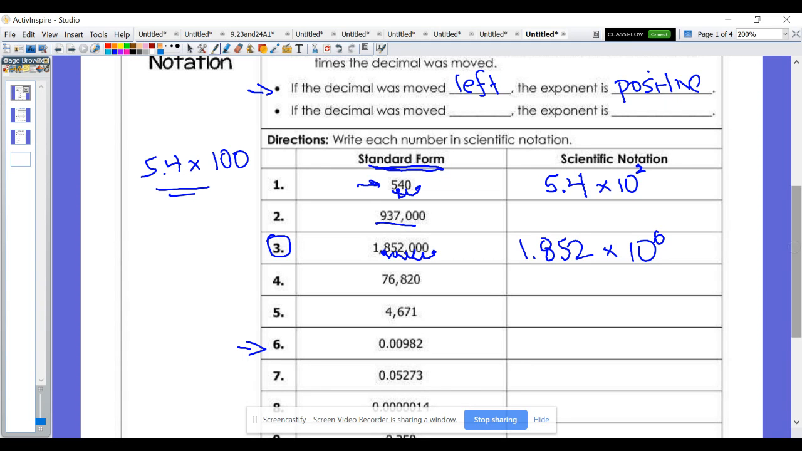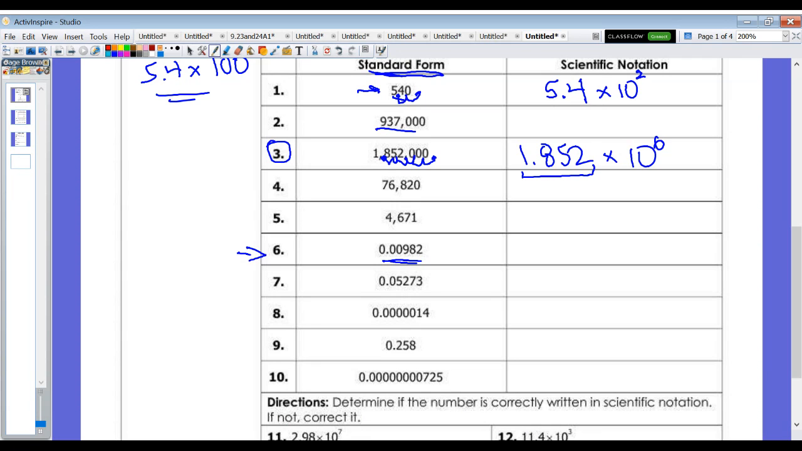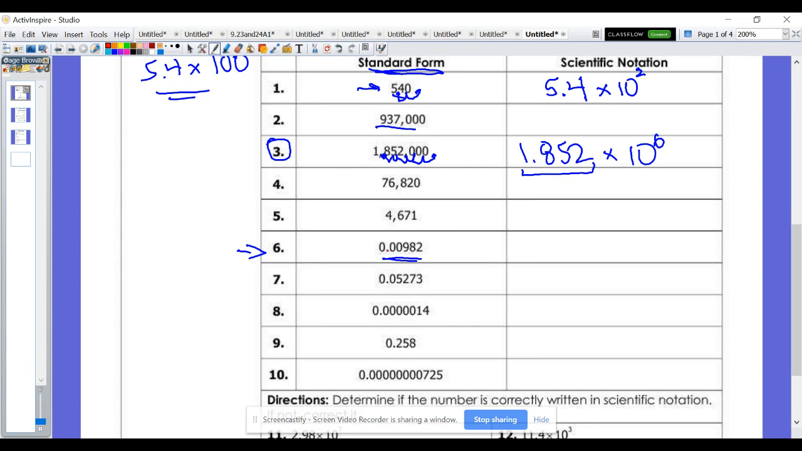Okay, now if we look more towards the bottom here, there's some that look a little bit different. These are all already decimal points. I still am following the same steps. I still want this first part to look like a number between 1 and 10. So if I'm looking at the one that I just pointed to, number 6, my decimal point's right here. In order to move that, I have to go the opposite direction. And now I have a number between 1 and 10. It's 9.82.